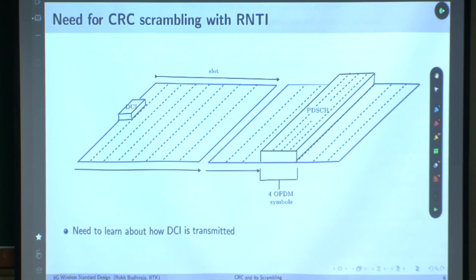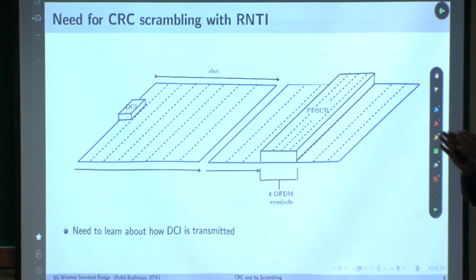We'll discuss all that, but you understand what is happening. A broad picture: the user is not aware whether its DCI is coming or not. The user is aware only of its RNTI. Now if the base station wants to schedule this user's data in this slot or any other slot later, it'll take its DCI and scramble it with this RNTI.